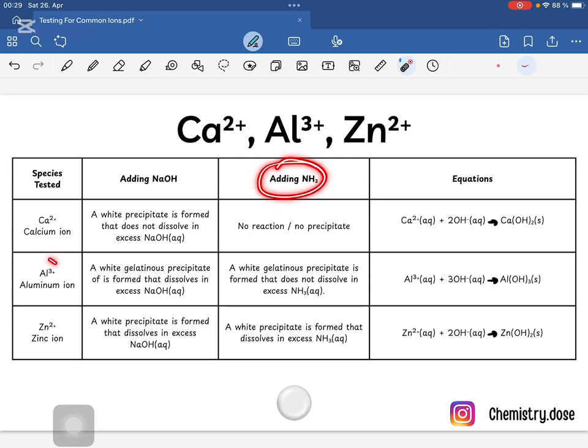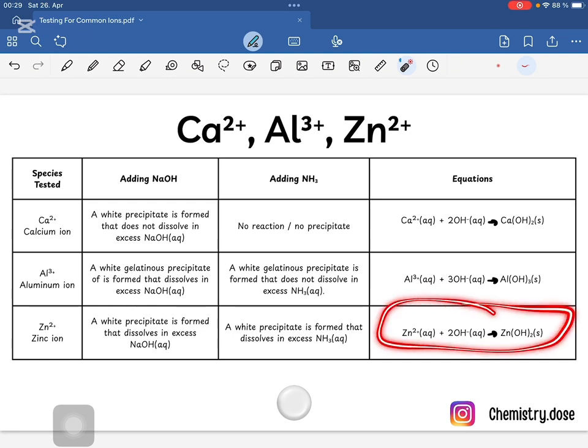With NH3, when we add it to a solution containing Al3+, we will have a white gelatinous precipitate that does not dissolve in excess NH3, and this is the reaction. For Zn2+, we will also have a white precipitate that dissolves in excess NaOH. So both of them dissolve in excess NaOH, whereas Zn2+ also dissolves in excess ammonia. However, the Al3+ does not dissolve in excess ammonia. This is a way to differentiate between them, in case they didn't mention it's gelatinous.